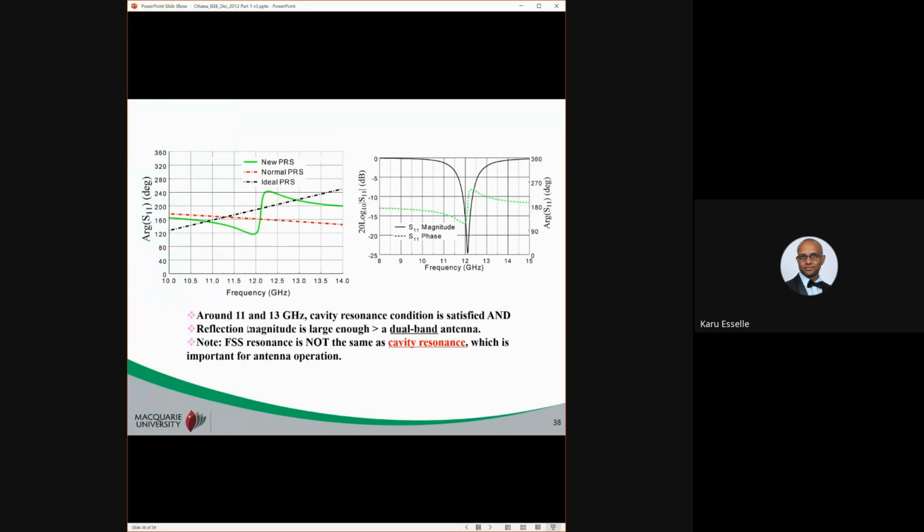So around 11 gigahertz and 13 gigahertz, the cavity resonance is satisfied, and reflection magnitude is large enough. So we meet both conditions necessary to operate like a resonant cavity antenna, and you get a dual band antenna.